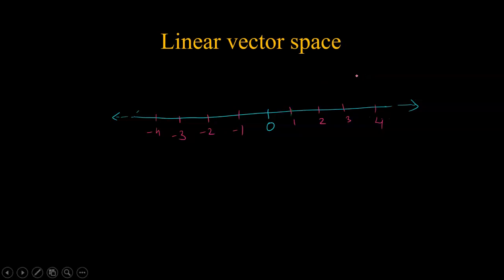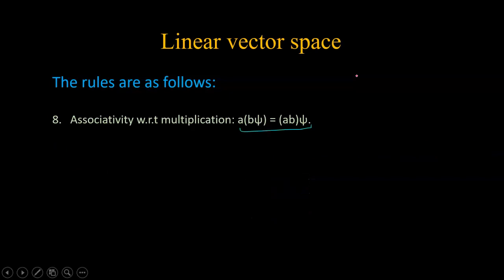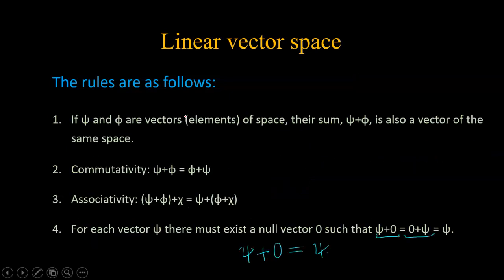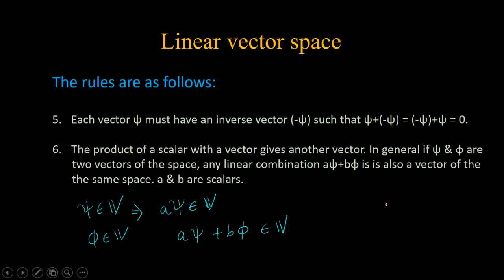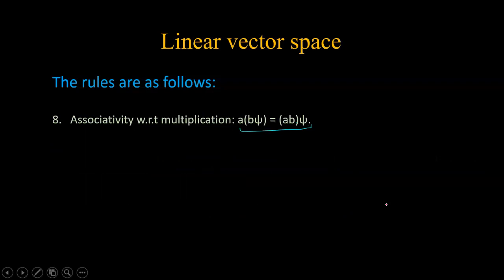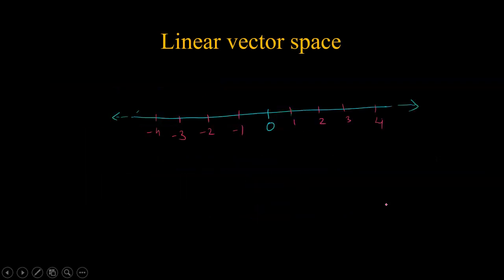So what are the checkpoints you have to check? The checkpoints are this. There must be the rule that psi plus phi, if psi and phi are elements of that space, then their addition must also be an element of that same space. There is commutativity, associativity, and existence of a null vector, and these 5, 6, 7, and 8 rules, and this one, 9th. So let's look if it is there.